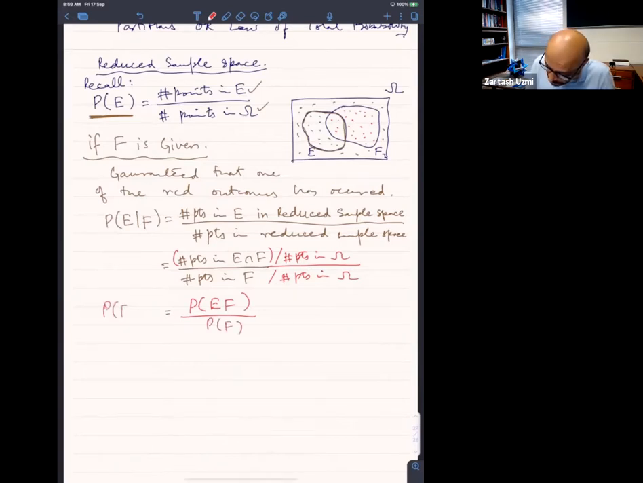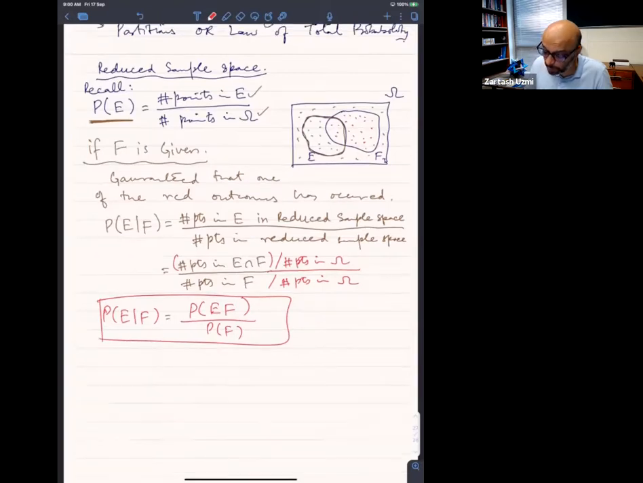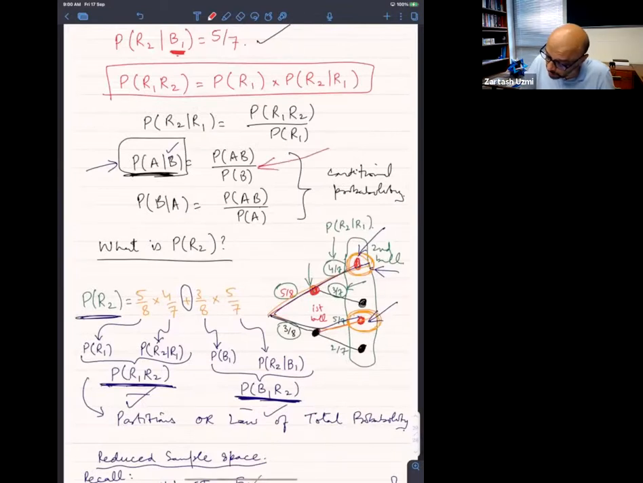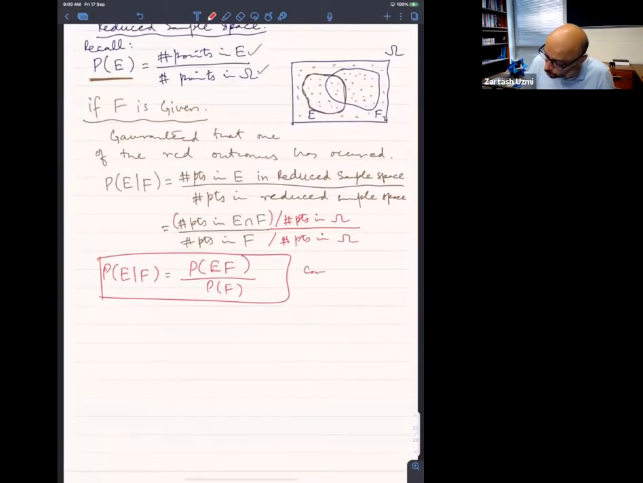So probability of E given F is equal to this. And this is exactly the same. E given F is E and F together divided by probability of F. Okay. This is exactly the same जो हमने यहाँ पे लिख दिए, या यहाँ पे लिख दिए, या यहाँ पे लिख दिए. ये हम सब पहले देख चुके हैं. Okay. So this is again your conditional probability.